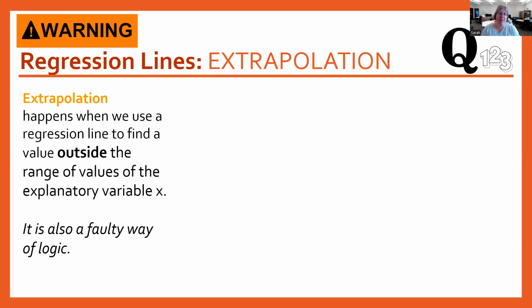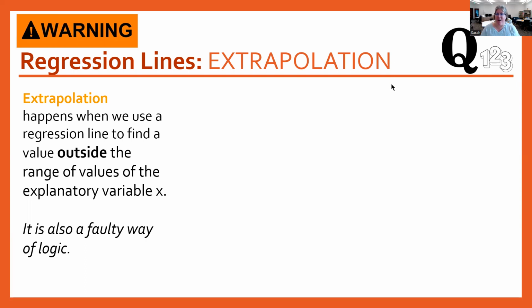Okay, so the formal definition of extrapolation is that extrapolation happens when we use a regression line to find a value outside the range of values of the explanatory variable x. So for example, if I had a data set and the x values for all the points were between 10 and 20, and I chose x equals 75 and plugged that into the equation to make a prediction, that would be extrapolation. So extrapolation is also a faulty way of logic.